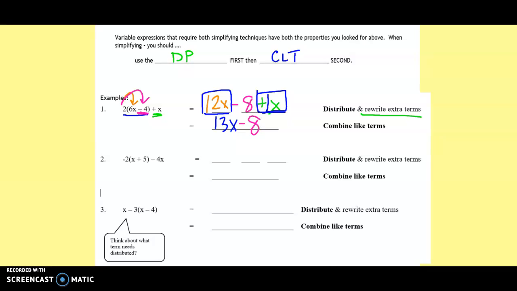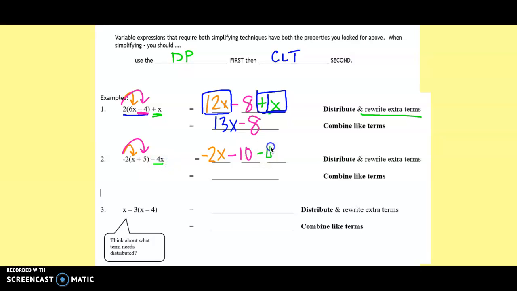Again, same kind of idea. We're going to distribute and rewrite extra terms, then combine like terms. So the first one, negative 2 times x is negative 2x. Then if I look at my second multiplication, negative 2 times positive 5 gives me an answer of -10. And again, use the calculator to support your computations, guys, if you need it. So -10 is a -10 when I bring it on up. And then the last term here is a -4x.